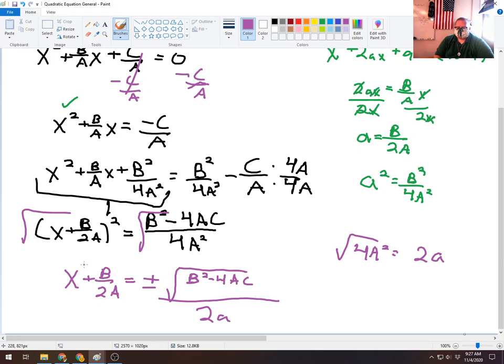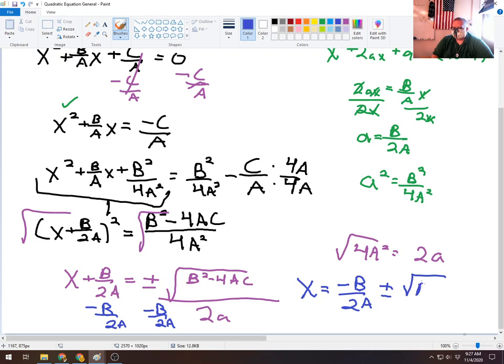And then, very last thing, to get x by itself, we subtract this b over 2a. So minus b over 2a. Well, hey, that's kind of nice. They have the same denominator. That worked out really well. So then all I'm left with is x equals negative b over 2a plus or minus the square root of b squared minus 4ac over 2a. Of course, we can combine these because they're like terms. And I've also run out of space, so I can go over here.